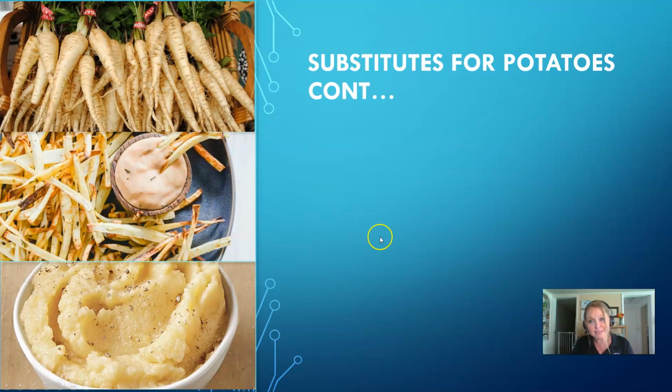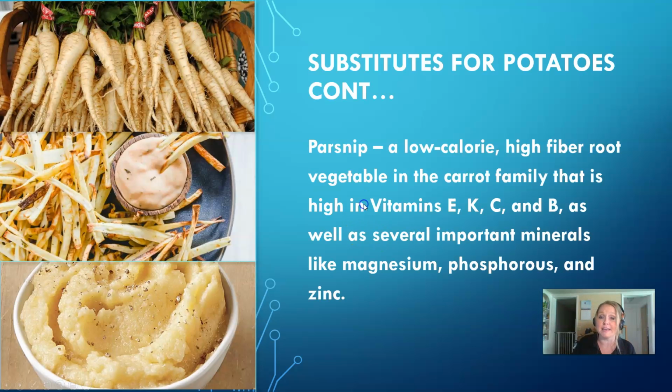Now, the last substitute for potatoes that I have is parsnip. And parsnip is a low-calorie, high-fiber root vegetable that's in the carrot family. Imagine that. It looks just like a white carrot. And it also is very high in vitamins E, K, C, and B, as well as all those important minerals like magnesium, phosphorus, and zinc.